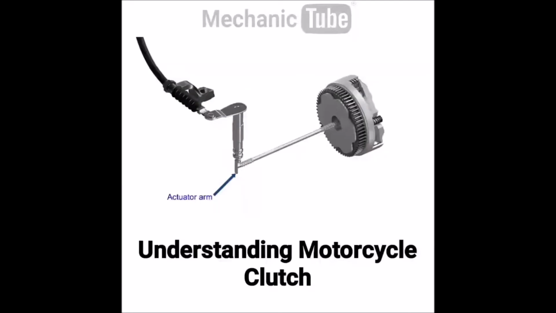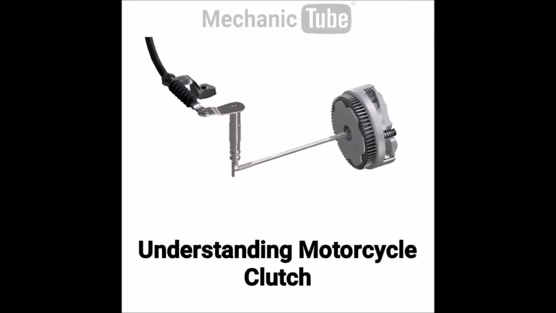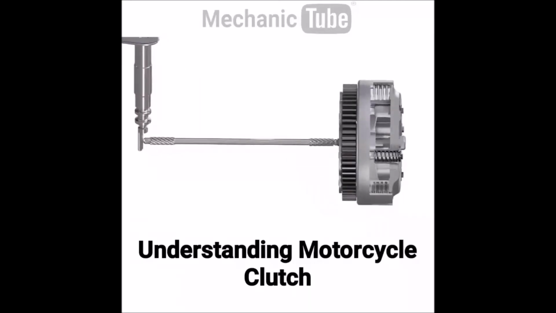Now, pulling the clutch lever rotates an actuator arm as shown in the animation. This arm presses against the push rod towards the clutch. This rod goes through a duct inside the input shaft and pushes the pressure plate, releasing the pressure on the clutch pack. When the clutch lever is released, the springs again apply pressure to the clutch pack as shown in the animation.